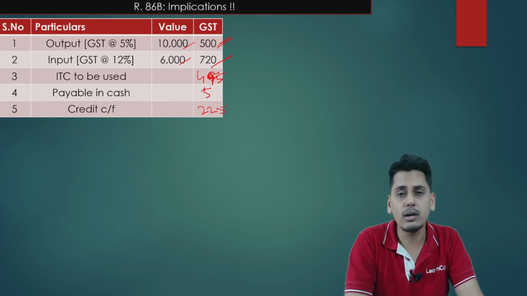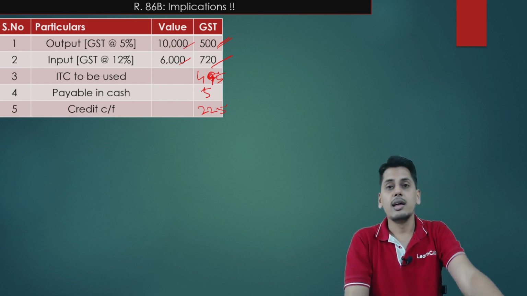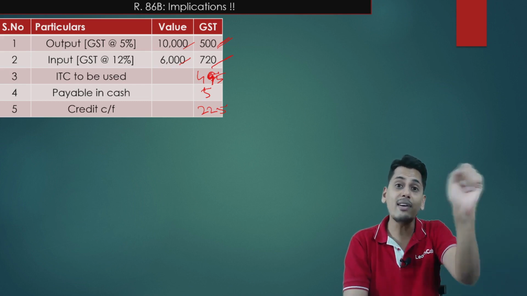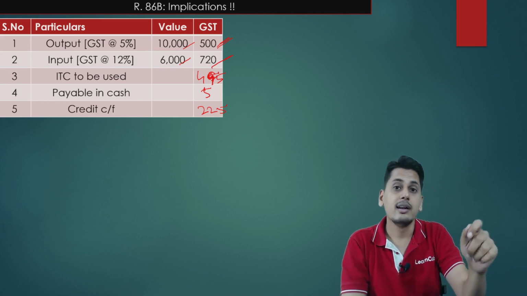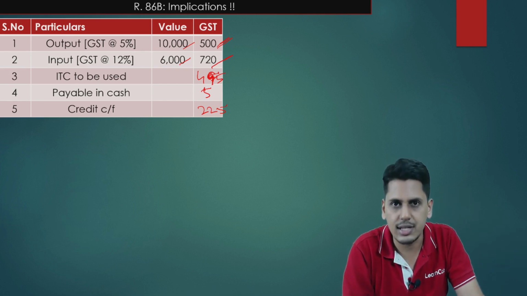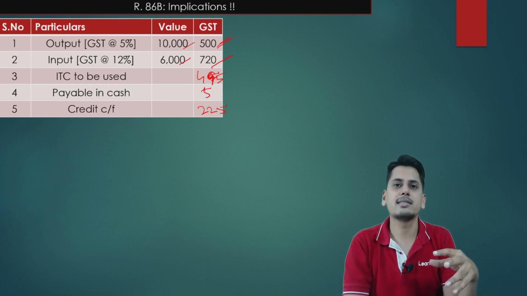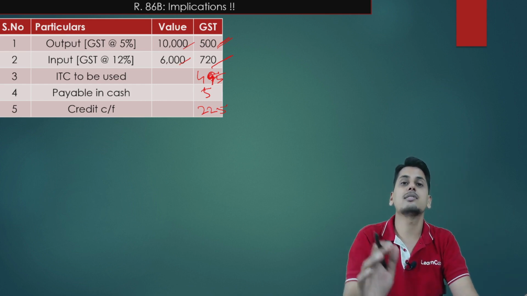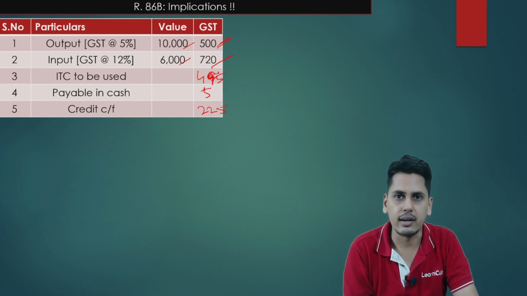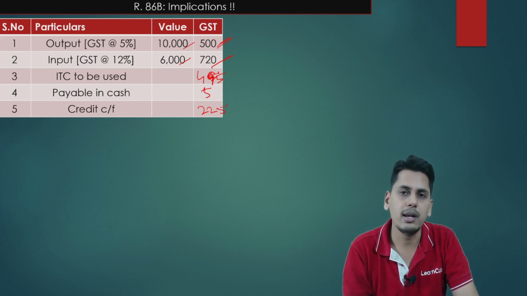Friends, is it not that 86B is too harsh on him? Please understand friends, this particular person, in his business model, would never have a chance to pay an amount from his electronic cash ledger. The reason being, since the rate of tax on his inward supplies is greater than the rate of tax on his outward supplies, for him credit is always going to get accumulated.